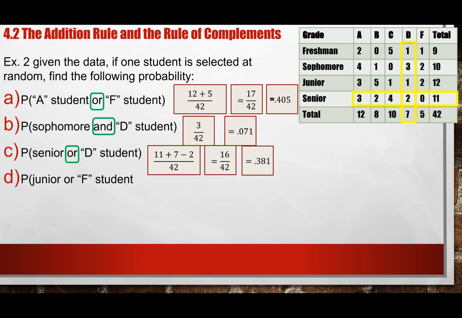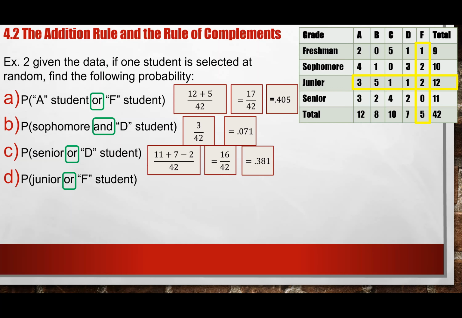Let's say, what is the probability of me selecting a student, and that student is either a junior or an F student. So now, is this mutually exclusive or not mutually exclusive? And again, I think on Connect Math, they ask you that question. They ask you, is this event a mutually exclusive event or not a mutually exclusive event? Meaning, if you look at this thing here, you can see that they overlap, right?